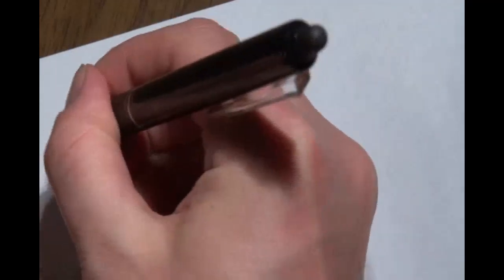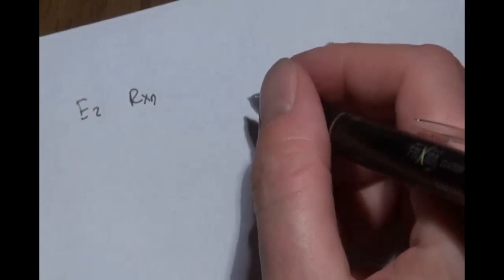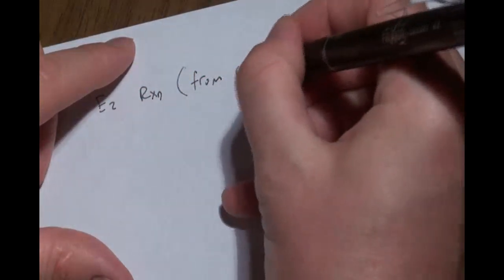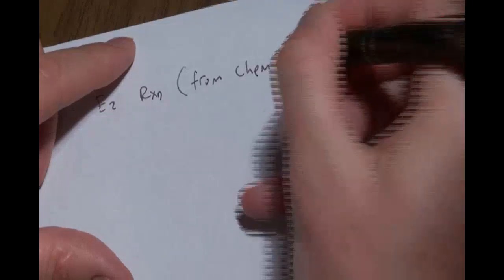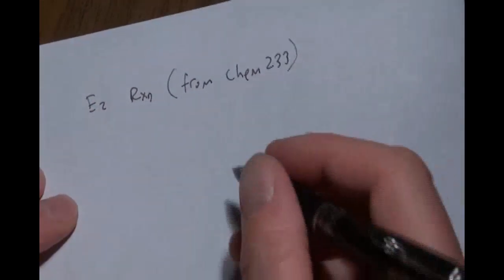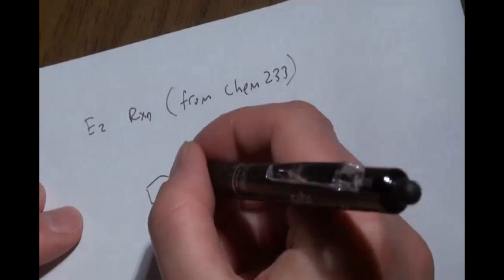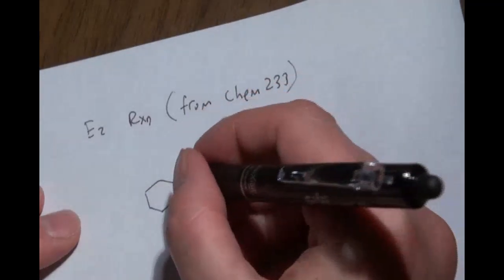Okay, so real quick review about elimination from E2, and this concept of Zaitsev and anti-Zaitsev. E2 reaction from chem233, organic one. You may or may not remember this, but we actually did see cases of anti-Zaitsev back then.